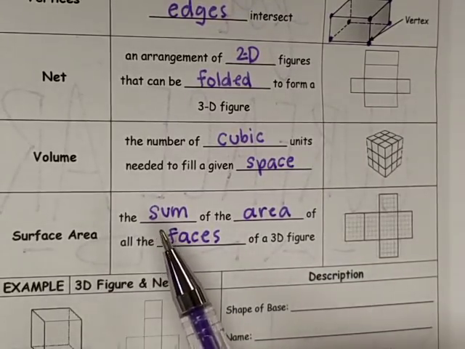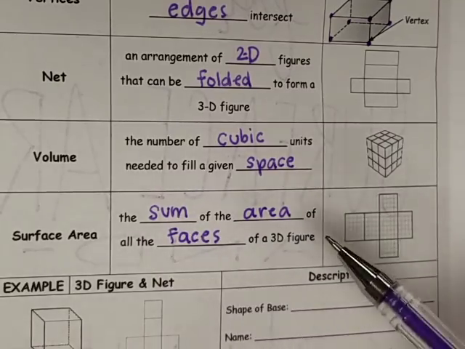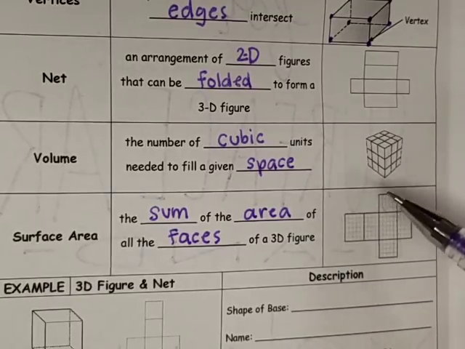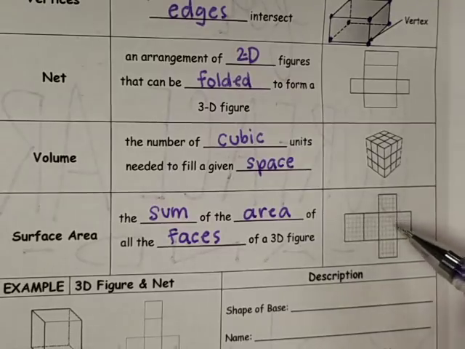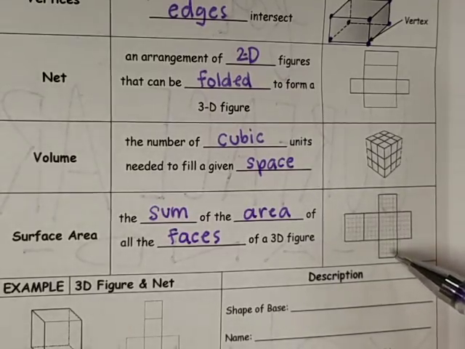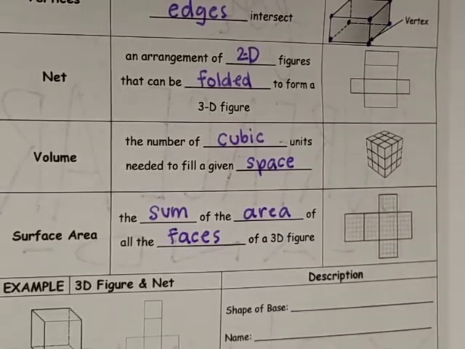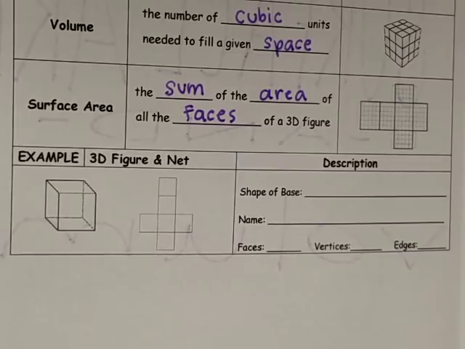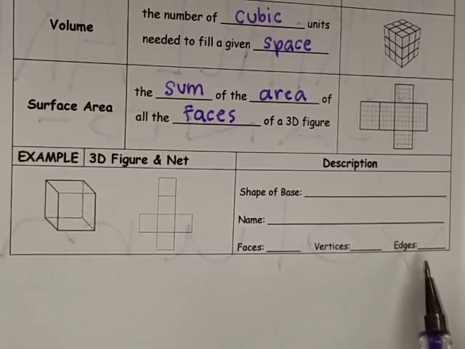And then surface area is the sum, which means to add, of the areas of all the faces. So if we take this rectangular prism and we unfold it, we create this net, and then from this net we now have 1, 2, 3, 4, 5, 6 rectangles, which we can find the area of each of those faces and add them together. So now what we're going to do is look at examples, and we're going to fill in the name, the shape, the name, the faces, vertices, and edges.